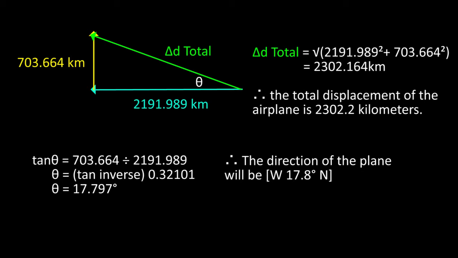We're now going to solve for direction using a tan ratio because we have our opposite and our adjacent side. So it's going to be 703.664 divided by 2,191.989, and then we are going to use inverse tan ratio of 0.32101, which we just got, and that's going to give us an angle of 17.797 degrees west to north.